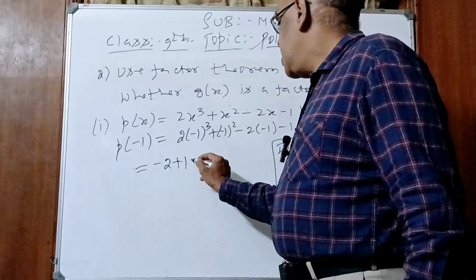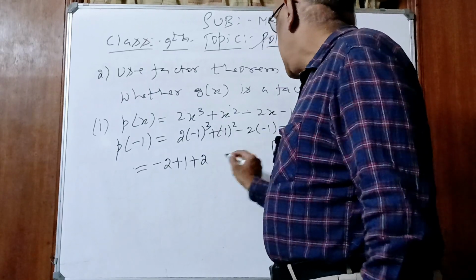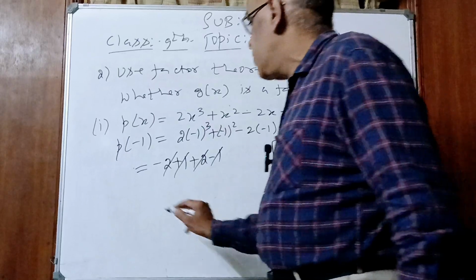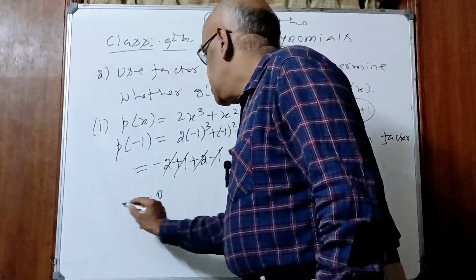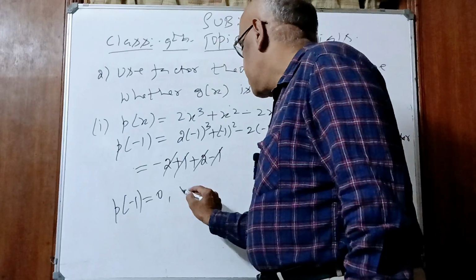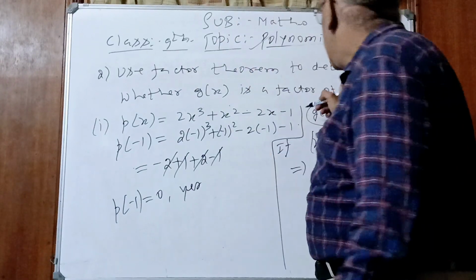Minus into minus, plus 2. Last term, minus 1. Plus 2 minus 2 plus 1 minus 1. What is the answer, children? 0. P of minus 1 is 0. Yes. What will you say?